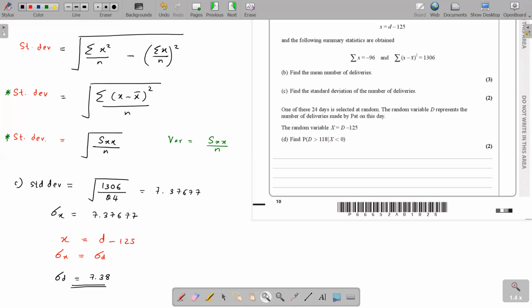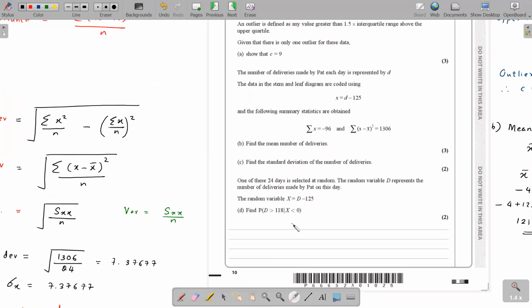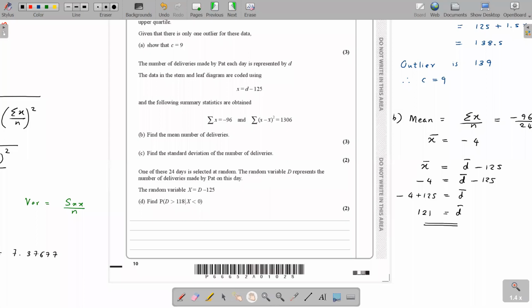So first, shall we find the set of D values that makes X less than 0? What do we know when X is less than 0? X is equal to D minus 125, right? So D minus 125 is less than 0, which means D is less than 125. Do you agree with me?